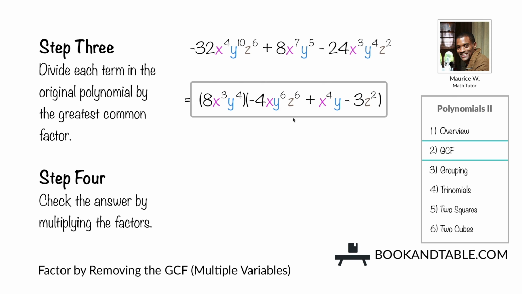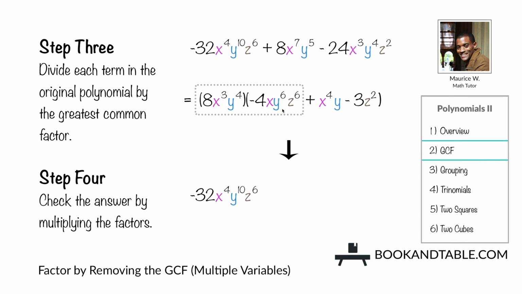And to check the answer, you want to multiply the factors. So we have 8 times negative 4, which is negative 32. X to the third times x would give you x to the 3 plus 1, which is 4. Y to the fourth times y to the sixth gives you y to the 4 plus 6, which is 10. And z to the sixth times nothing is just z to the sixth.